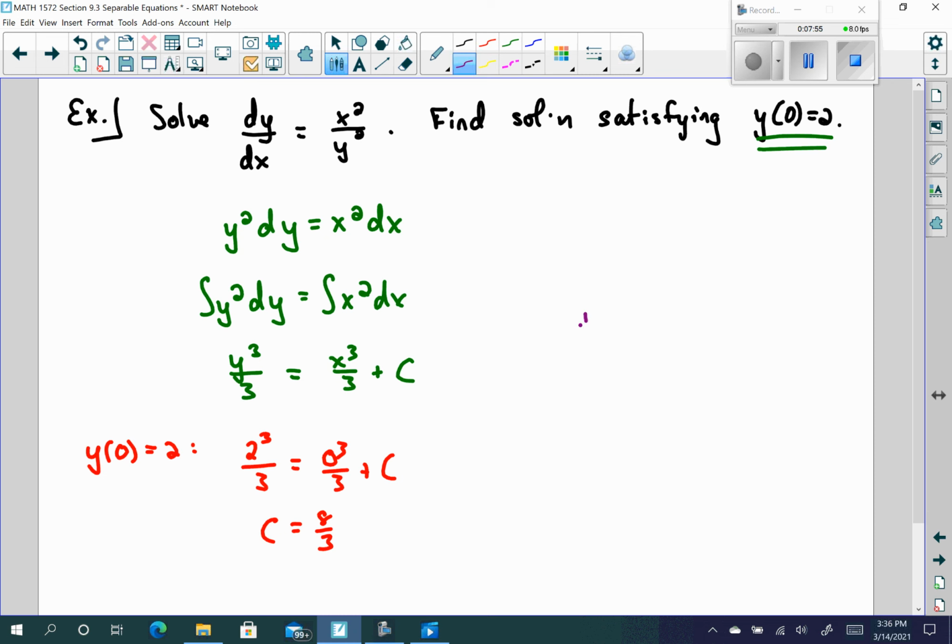So now we could say we've got y cubed over 3 is equal to x cubed over 3 plus 8/3. Now we'll go ahead and multiply everything by 3. So we'll just get y cubed is equal to x cubed plus 8. Now we'll take the cube root of both sides. So y is going to equal the cube root of x cubed plus 8.